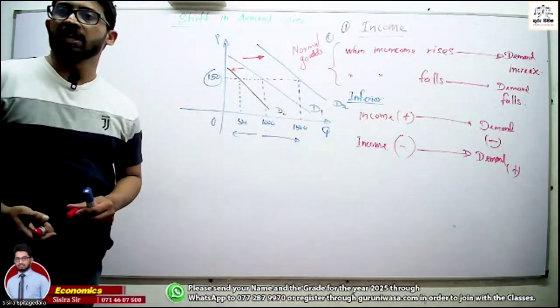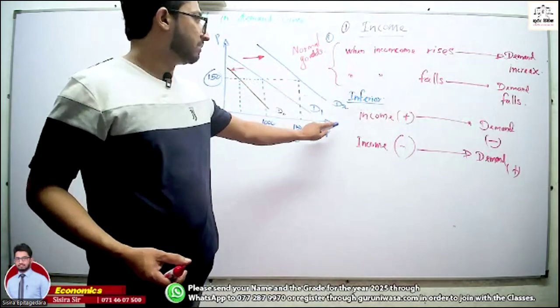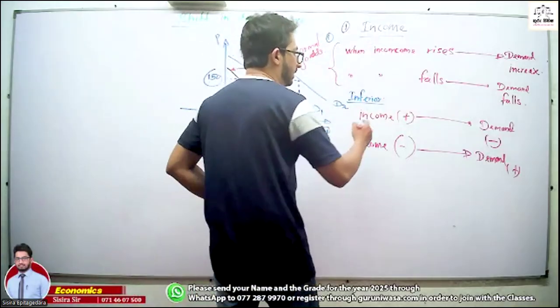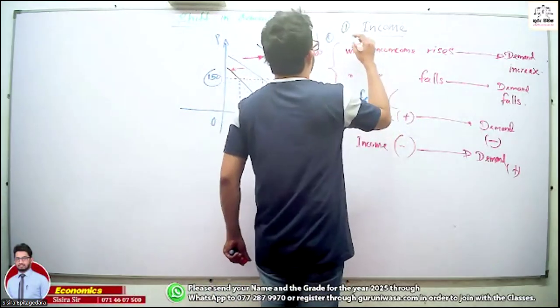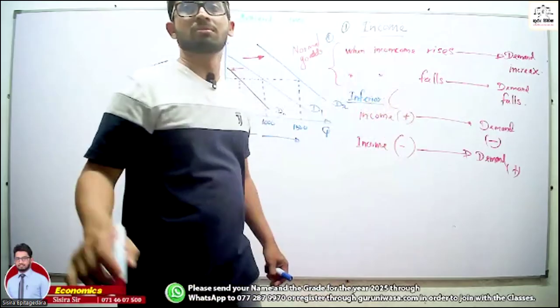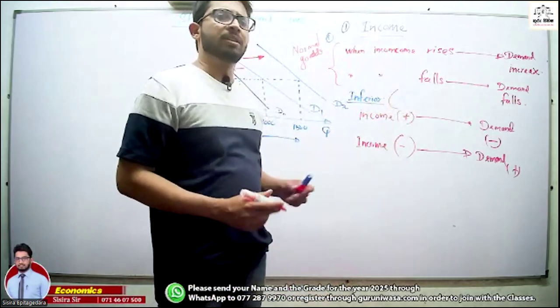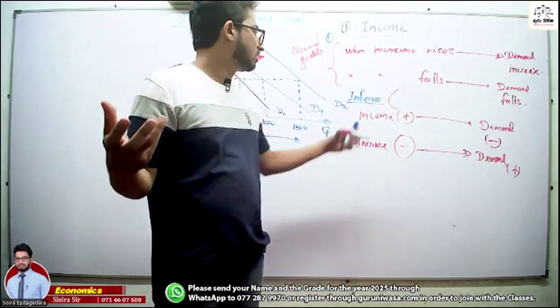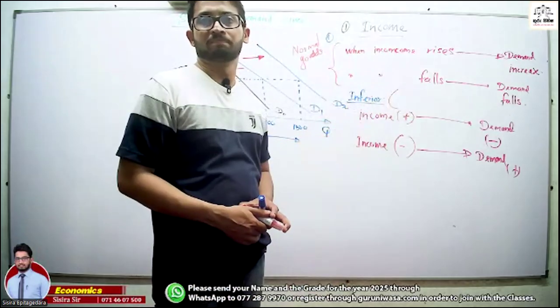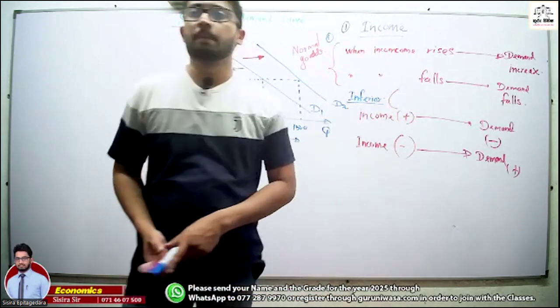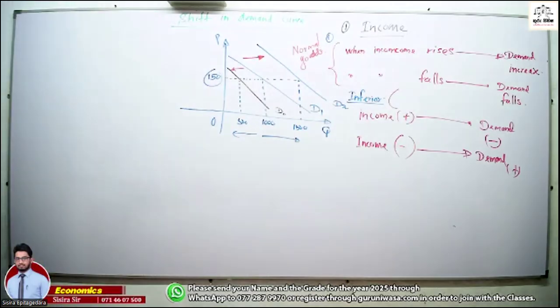There are two types of products, right? First one, normal goods. The other one is inferior goods. But remember, in practice, more than 99% of goods are maybe normal. There are very few examples of inferior goods. Write this down under the point income. Is that clear?